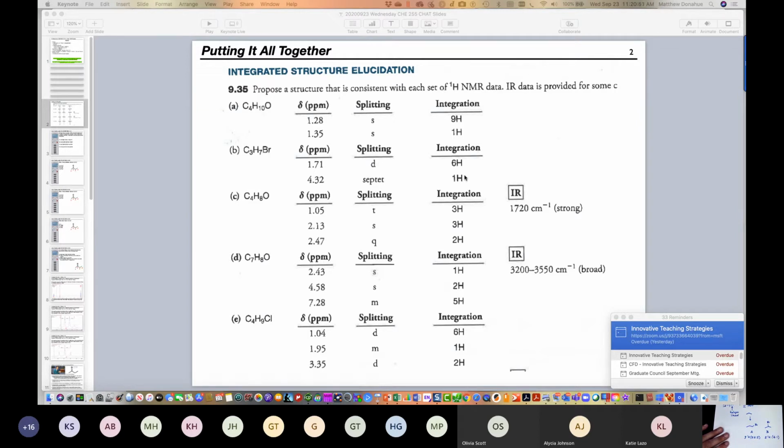6 to 1. And so what you can do is, I don't want to say think backwards, but backtrack. The thing that integrates to 6 tells you the assignment. Those have to be the methyl groups, right? 3 and 3 gives you 6. So you've made the assignment that the shift at 1.71 belongs to the methyl groups. The shift that integrates to 1 is at 4.32, and that's that one.